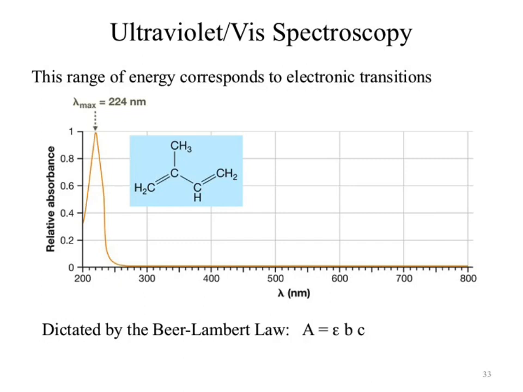What if your molecule doesn't have pi bonds? Don't use UV-vis. UV-vis is almost exclusively for pi bonds. Not perfectly, but that's where it has its utility, is molecules with pi bonds. Those are what get excited.